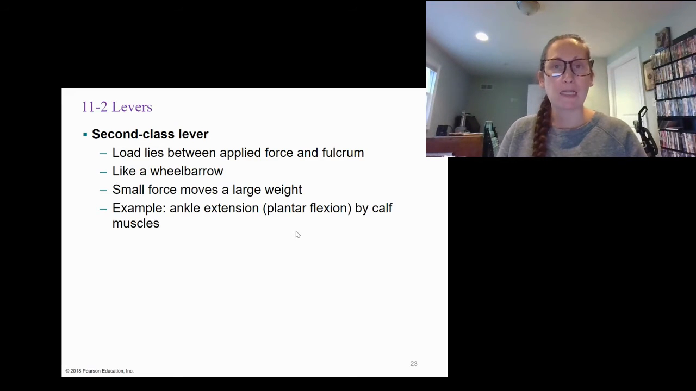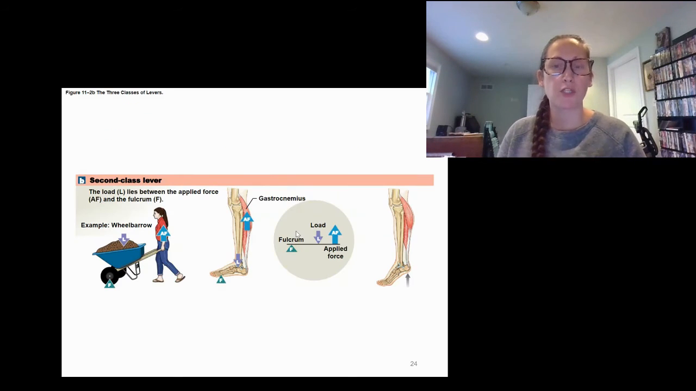Then you have a second-class lever, and again, we're changing the location. My example for a second-class lever is always a wheelbarrow. You have your applied force on the end, you have your load this time in the center, and then you have the fulcrum on the opposite end of the applied force. In this case, our calf muscle, our gastrocnemius muscle, actually works in that way.